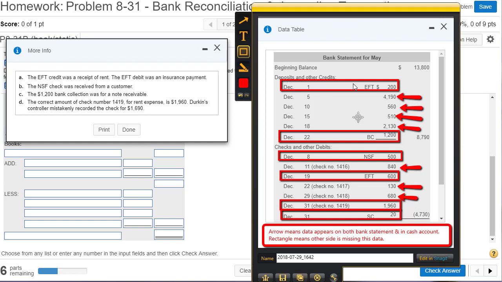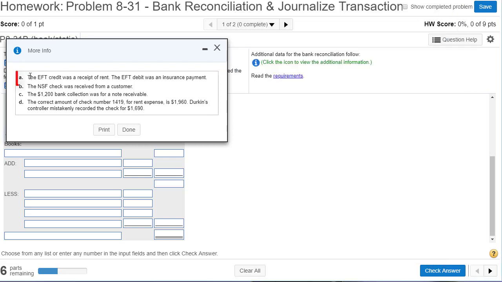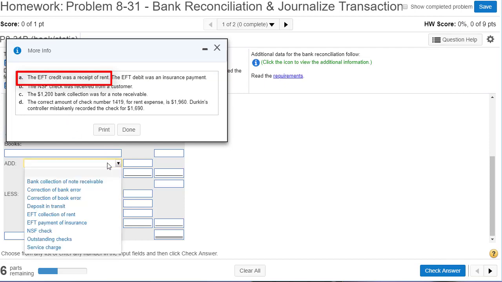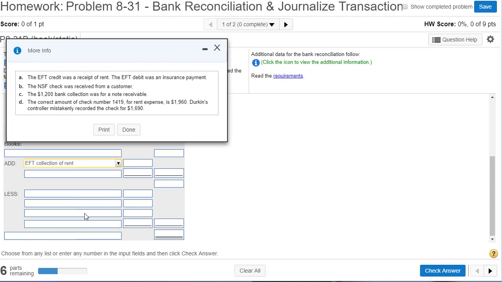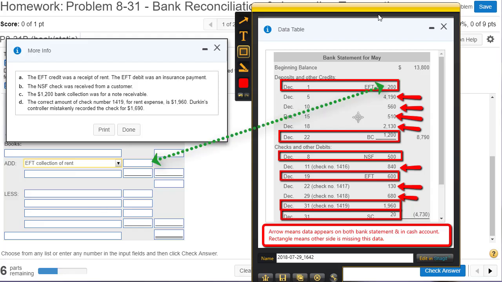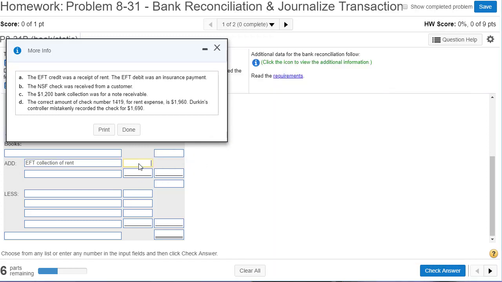So again, we're working with a deposit of $200, so EFT. It's a deposit, which means we received it. So they must be talking about this. The EFT credit was a receipt of rent. Because it was a receipt, it means we have to put it in the addition area. Receipt of rent. EFT collection of rent for $200.